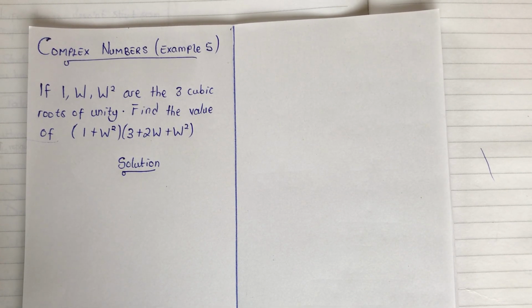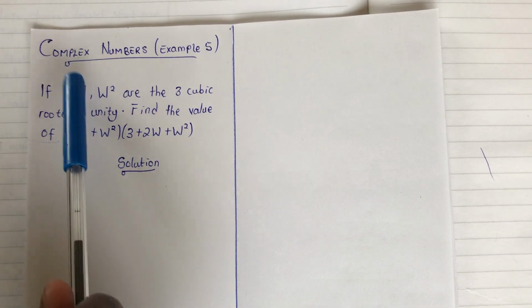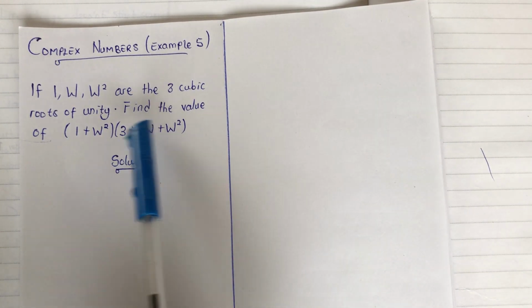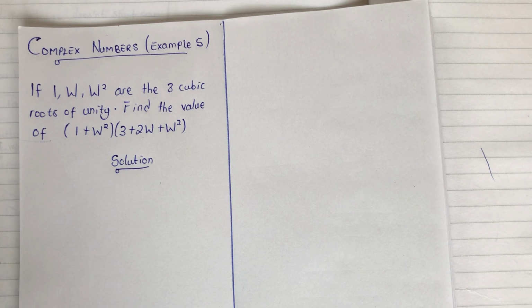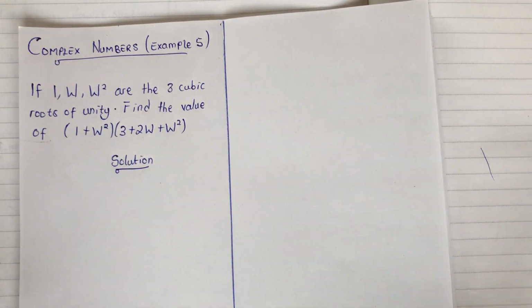We have been given 1, w, w square, and they are saying if these values 1, w and w square are the cube roots of unity, find the value of (1 + w square) times (3 + 2w + w square). So this is the question given to us, and we need to solve this. So how do we find the value of w and use it to do the calculation? All we need to do is to equate the whole expression to 0.